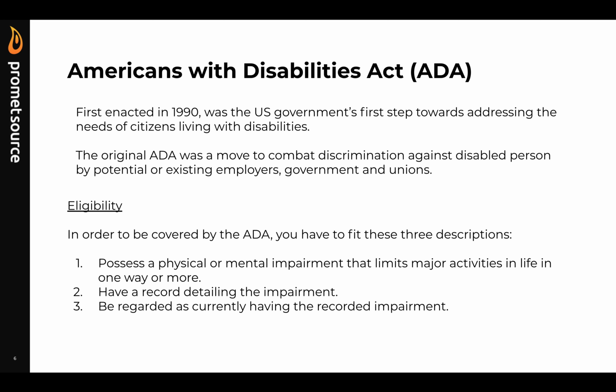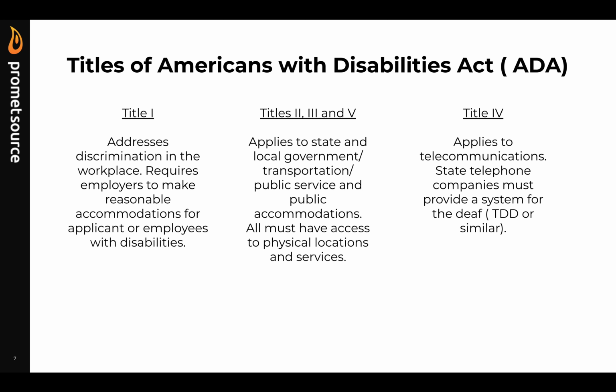In order to be covered by the ADA, you have to fit these three descriptions. 1. Possess a physical or mental impairment that limits major activities in life in one or more ways. 2. Have a record detailing the impairment. 3. Be regarded as currently having the recorded impairment. The Americans with Disabilities Act is divided into 5 titles or sections.